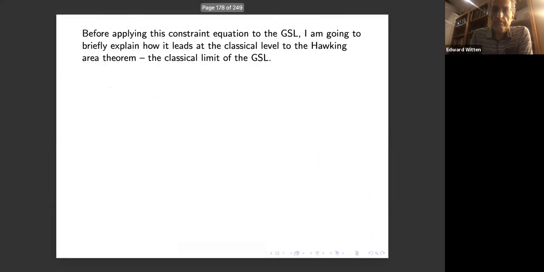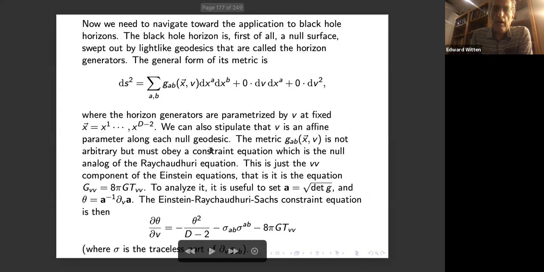Well, I'm going to give a very brief sketch of something that's explained in much more detail in many places, for example the famous textbook by Wald. I also wrote lecture notes on causal properties of general relativity, where you can read a very patient explanation of these things, which I tried to make as simple as possible.